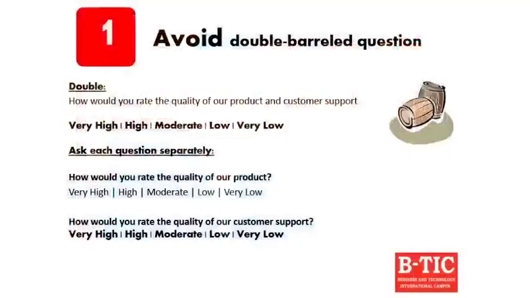Avoid double-barreled questions. Now, when I say double-barreled question, in one question you may have 2 questions inside. Look at the example on the screen. How would you rate the quality of our product and customer support? There are 2 questions in this question. In fact, how would you rate the quality of our product and how would you rate the quality of our customer support? If your answer for the first question is very high and your answer for the second question is very low, how can you answer this if you ask these 2 questions as the same question? That's why you have to ask these questions separately.